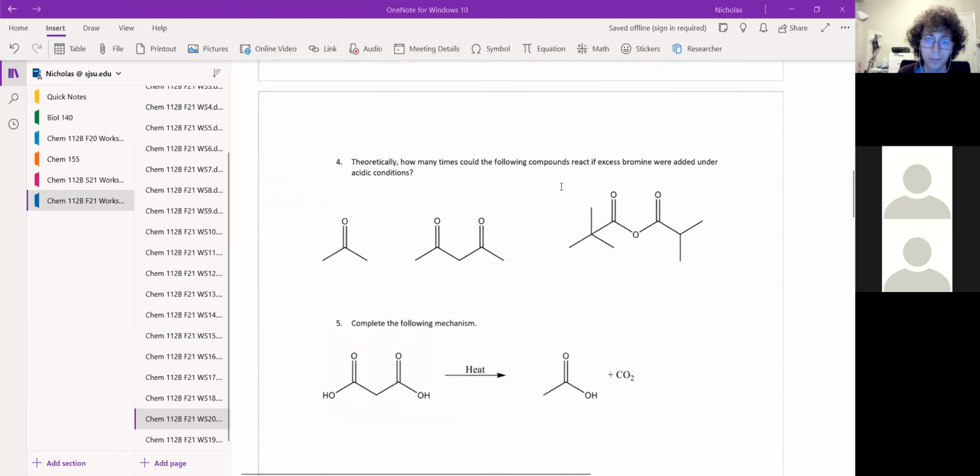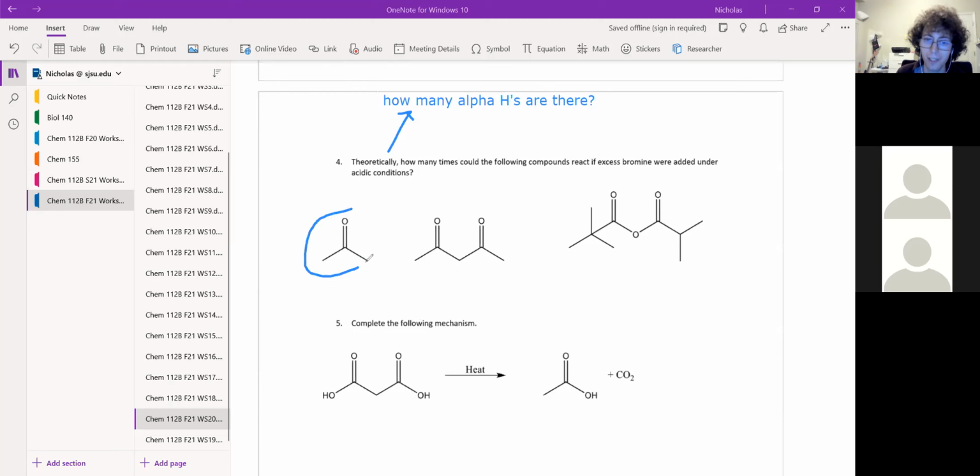Move on. This question is saying, how many times could the following compounds react if excess bromine was added under acidic conditions? It's saying how many times could they react? So it's basically asking how many alpha hydrogens are there? Because that is what limits how many times it could react if you added an excess of the reagents.